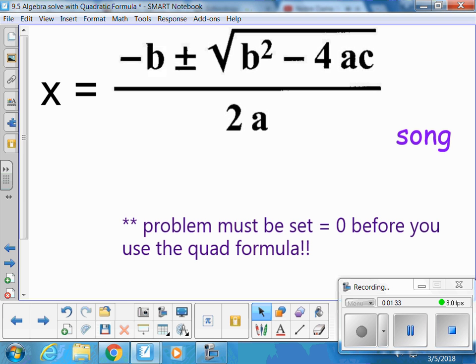X equals the opposite of b, plus or minus the square root of b squared minus 4ac, all divided by 2 times a. Join me! X equals the opposite of b, plus or minus the square root of b squared minus 4ac, all divided by 2 times a.